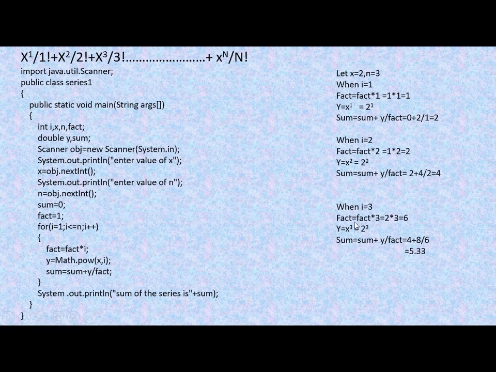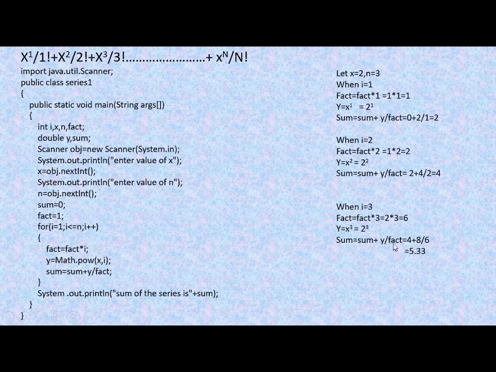This will be 3. So fact equals fact into 3, that is equal to 2 into 3, so that is equal to 6. Here we got the value of fact as 2, and now when i is equal to 3, that will be 2 into 3, that is equal to 6. And y equals 2 cube, that is equal to 8.